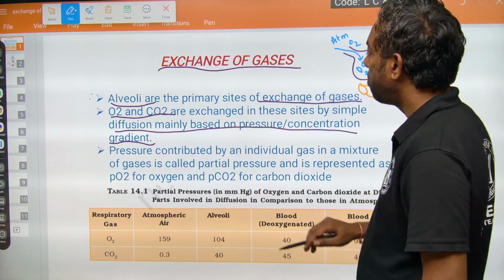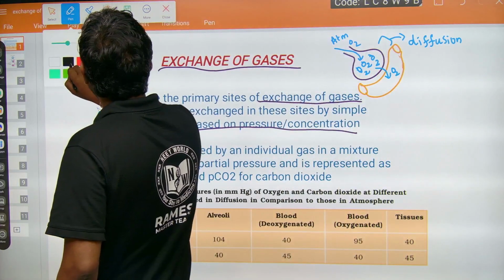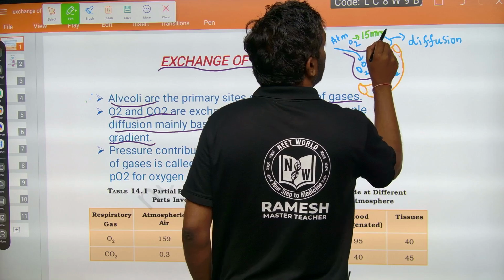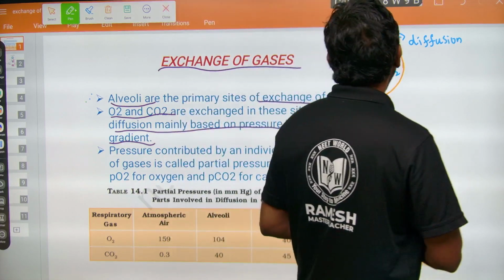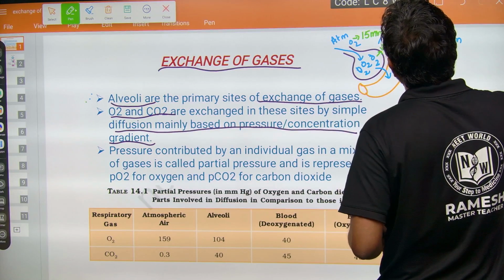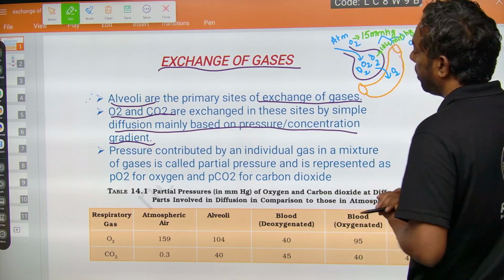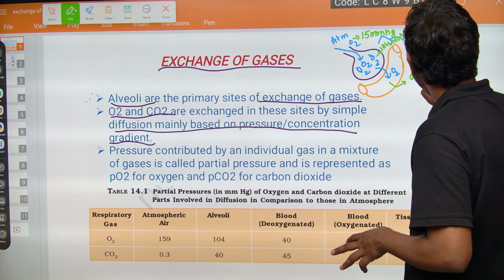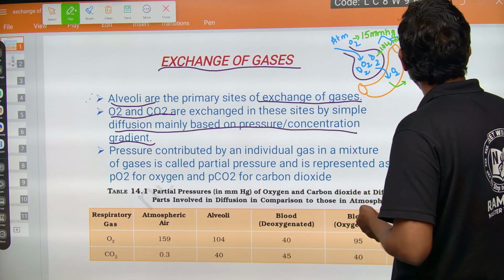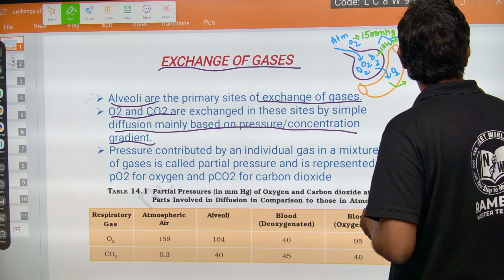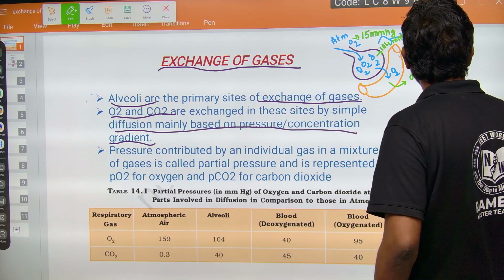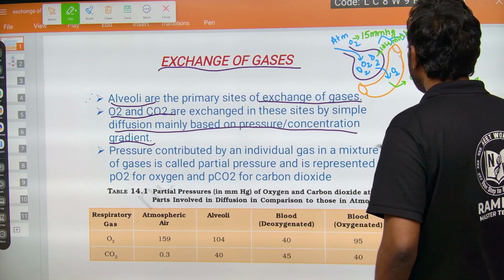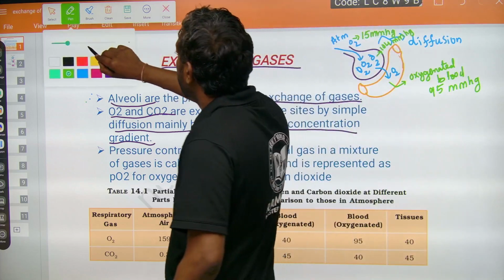The partial pressure of oxygen in the atmosphere is 159 mmHg. Because of that much pressure, it enters the lungs. In the lungs, the partial pressure of oxygen is 104 mmHg. That oxygen enters the blood and turns it into oxygenated blood, with a partial pressure of 95 mmHg. Finally, this blood reaches the tissue.